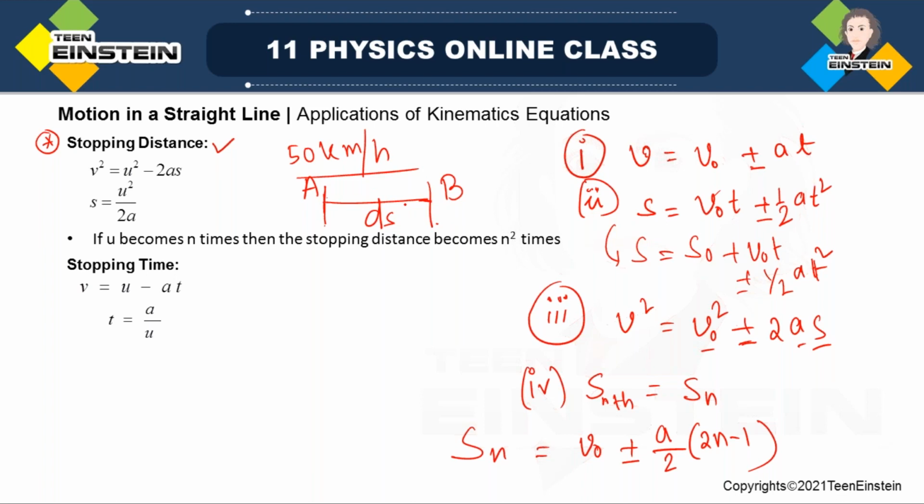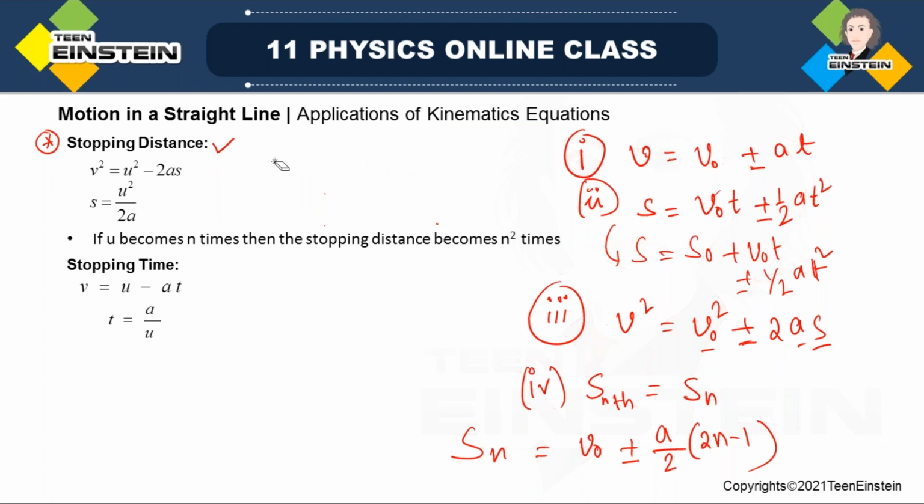Applying the brake means giving a negative acceleration, which is called deceleration. When you increase your speed, acceleration works. When you stop the car by applying a brake, it is giving you deceleration, which is reducing your speed to zero. Acceleration helps you to increase your velocity; deceleration helps you to reduce your velocity to zero.